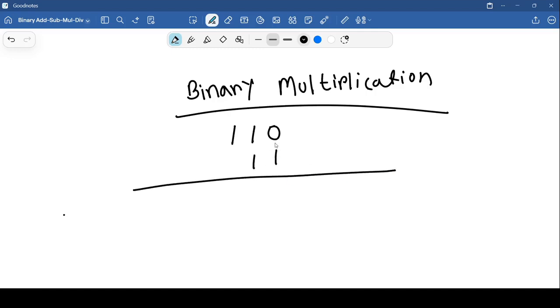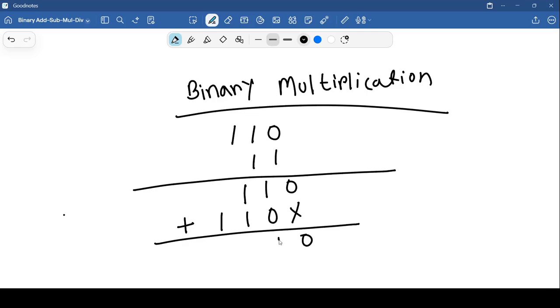So 1 into 0 means 0. 1 into 1 means 1. 1 into 1 means 1. And now for the second number, 1 0 into 0 0. 1 into 1 means 1. 1 into 1 means 1. And now we will do addition. 0 0. 1 plus 0 means 1, and there is 1 plus 1 means 10. Then it will be 0, carry 1 will go here. 1 plus 1, it's 10 again, and there is no next number, so it will become 10. So this is the answer for our binary multiplication.